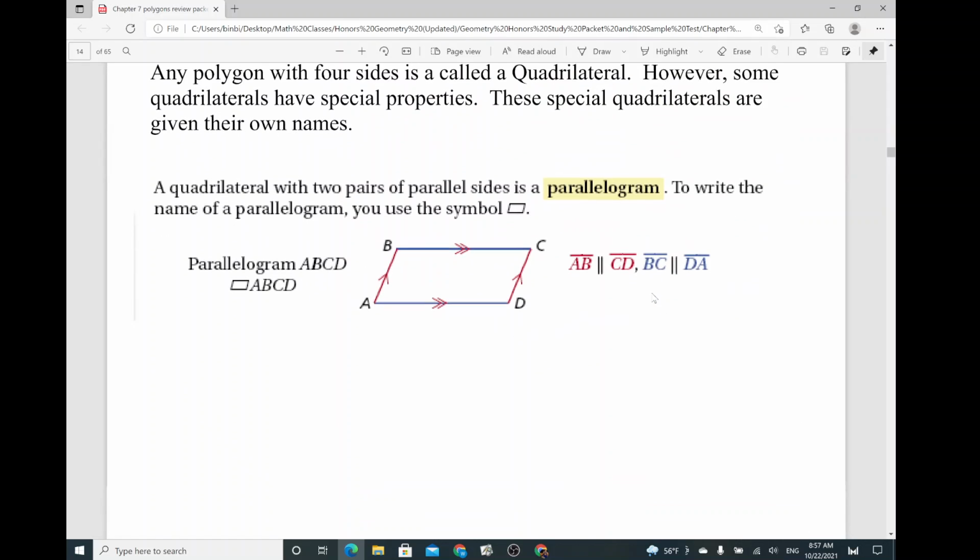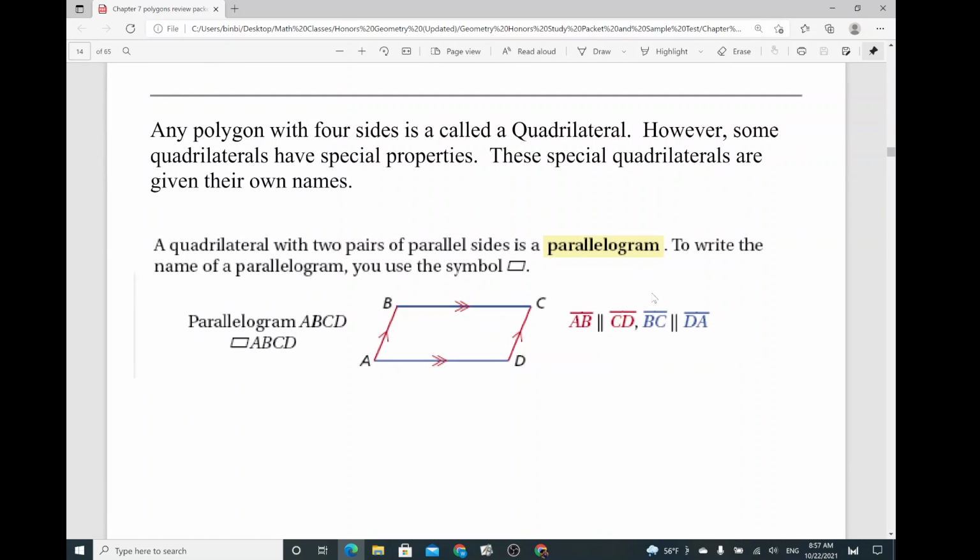Right here, any polygon with four sides is called a quadrilateral. However, some quadrilaterals have special properties. We'll get to that in a later chapter. These special quadrilaterals are given their own names. A quadrilateral with two pairs of parallel sides is a parallelogram. As you can see here, parallelogram ABCD. One of the properties is that the opposite sides are always parallel, like segment AB and segment CD. And also BC and AD are parallel as well. If you see a double vertical line, that's the symbol for parallel.